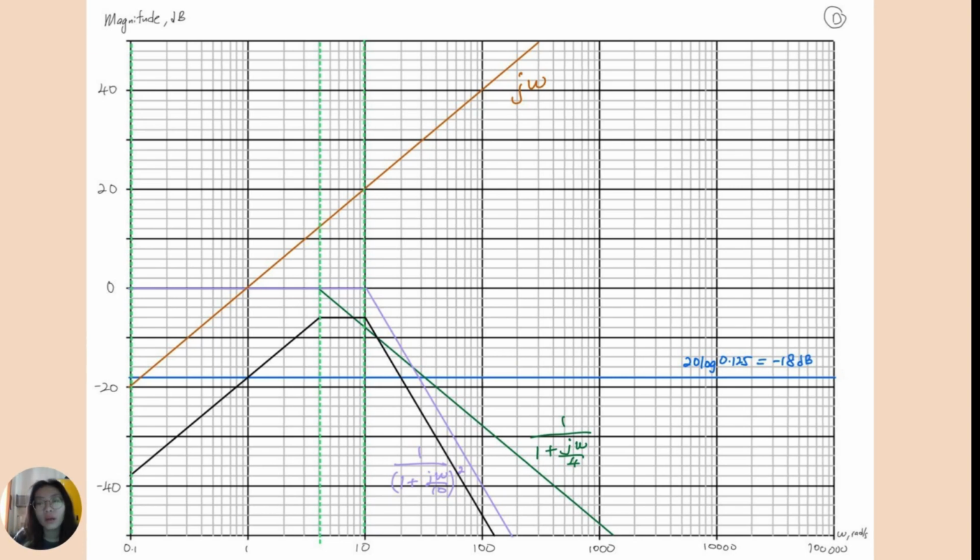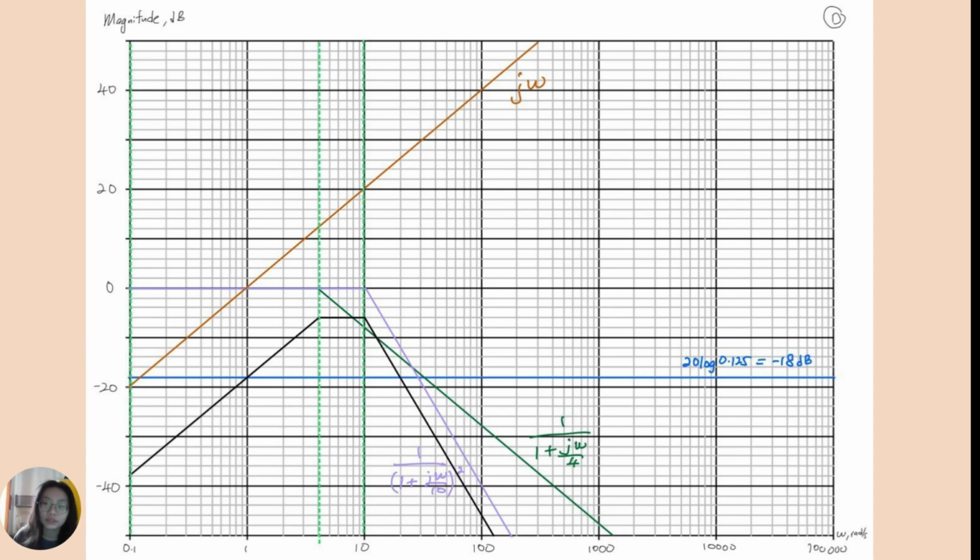The second point is at 4 radian per second. The gain is negative 18, j omega is 12 dB, and the simple poles at 4 radian per second and 10 radian per second are 0 dB. So adding all of them is negative 6 dB.